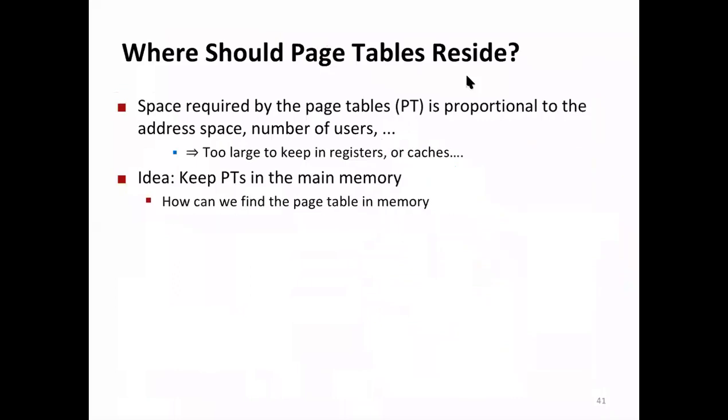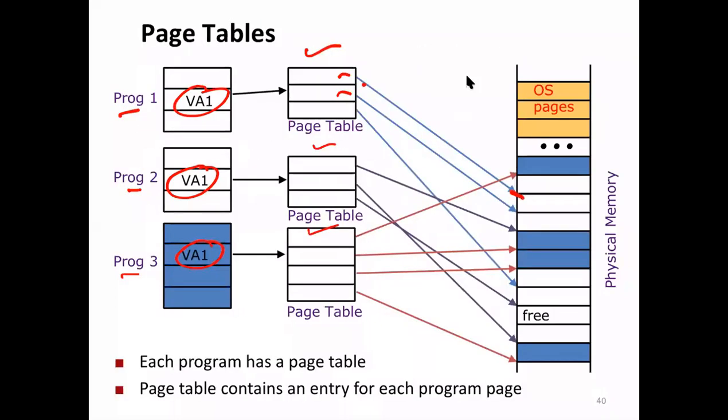The question now is, where does this page table reside, and what is the size of the page table? Let's assume a 32-bit address space and a page size of 4 KB. 2 raised to the power 20 entries must be there in the page table. It's huge, so you cannot keep it in cache. And each process has a page table of this size.